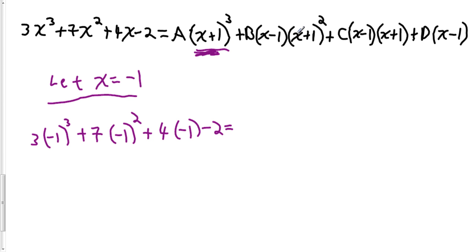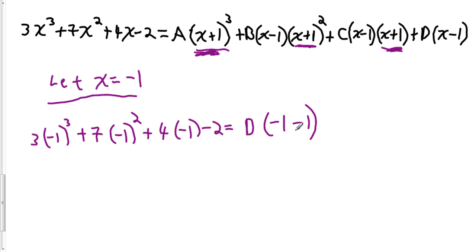When I plug negative 1 into this term right here, that also becomes a 0. 0 squared is 0, and 0 times b times x minus 1 would also be 0. So this term will be 0. As a matter of fact, any term that contains the factor x plus 1 will turn into a 0. So this term here will also be 0. Negative 1 plus 1 would be 0. 0 times this would be 0. And I'd only have this term left over, which is d times negative 1 minus 1.